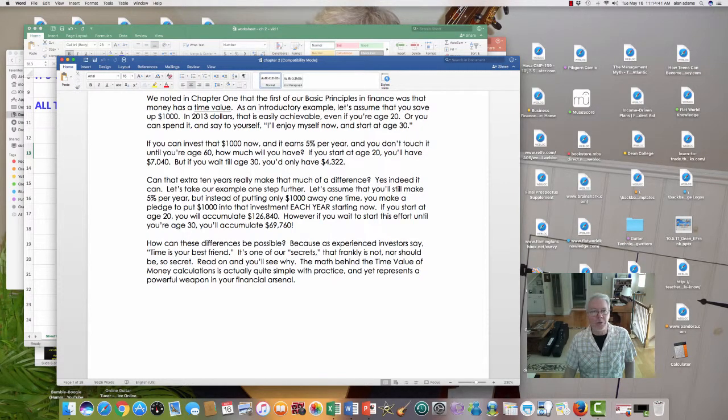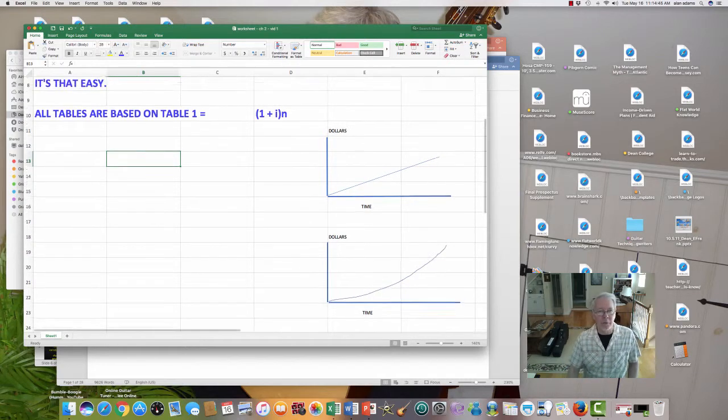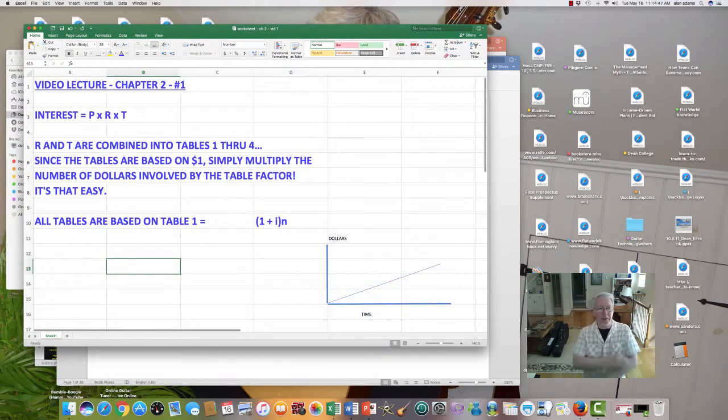All right, now what I'm going to do is jump over quickly back to my spreadsheet before I get to any PowerPoint slides. I want you to remember something. We grew up in an age of handheld financial calculators and now Excel. I'm a big believer in Excel. So it's very easy to figure out what interest is.